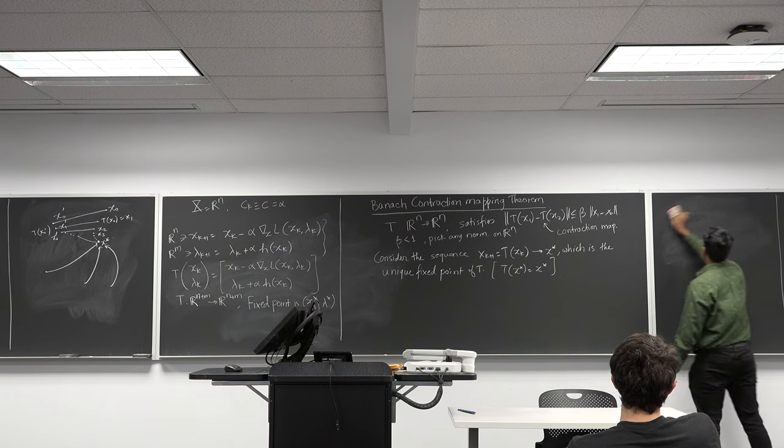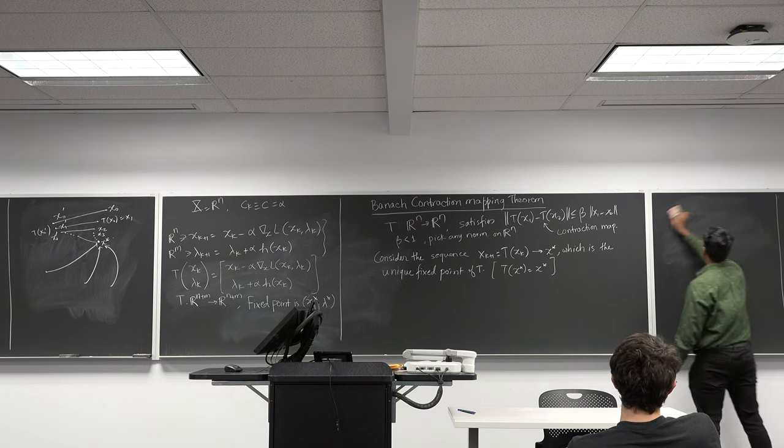Let's look at x3 minus x2. Do you see a pattern here? So x2 is T of x1, and x1 is T of x0. That's how I'm generating the sequence. Can you explain quickly how you got the beta squared? So you understand all the way until here. Now I know that x2 minus x1 is less than or equal to beta times x1 minus x0. And then there is a beta here, so those two betas get multiplied and we get beta squared.